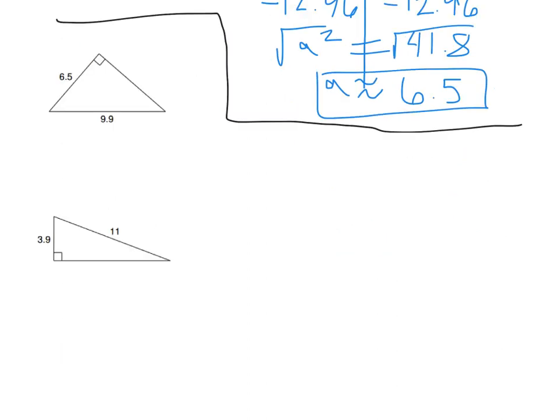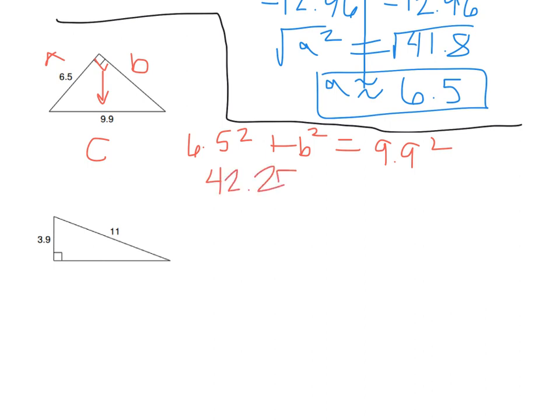Next one, find the 90. Across from it is C. Label the other two as A and B. Alright, A is 6.5 squared plus B, I don't know, squared, equals C, which is 9.9 squared. And let's go ahead and write what these numbers are. If we multiplied, 6.5 squared is 42.25 plus B squared equals 98.01.